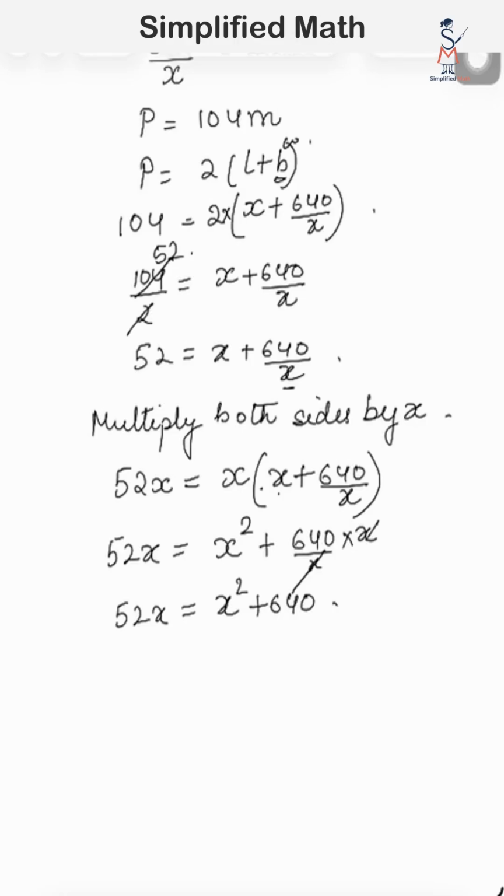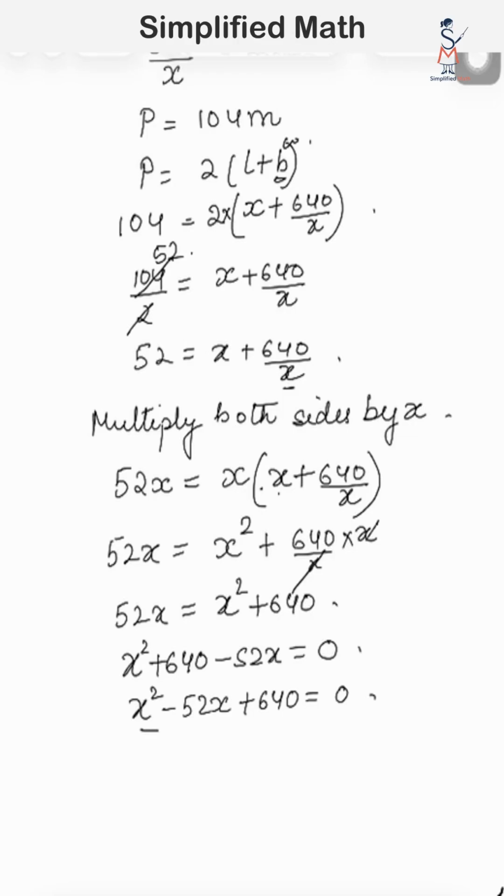This has taken the form of a quadratic equation because x has a power of 2. So now what we will do, we'll get all the terms on one side. So this will become x square plus 640 minus 52x is equal to 0. Now we have to solve this. So we will arrange these terms. So x square will be the first term. Then the second term will be the x term. And the last one will be the constant term. So this has taken this form. Now we will factorize it.